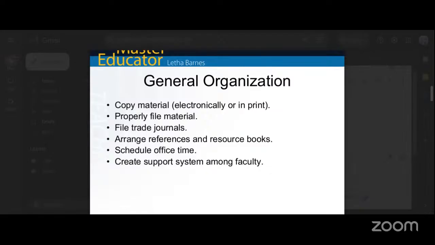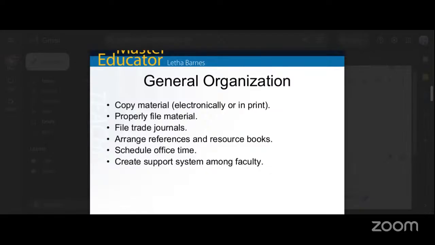Arrange references and resource books. And we keep those just to show the students what's out there, what's the latest information, things of that nature. But again, there are search engines, Google, Bing, Chrome, things of that nature.